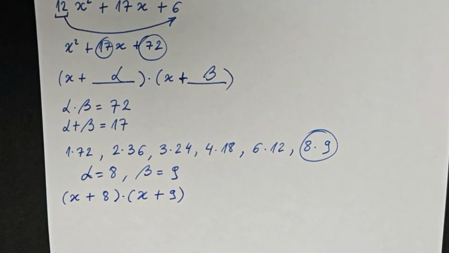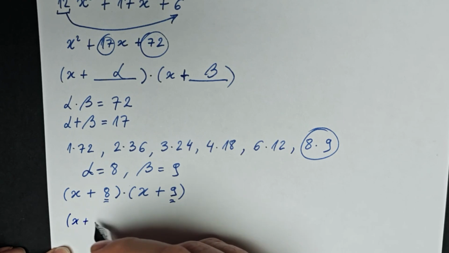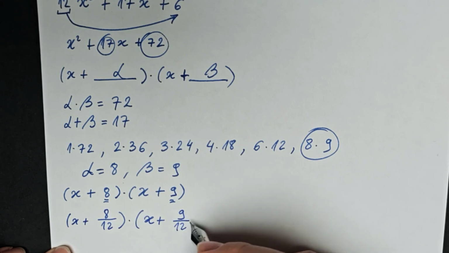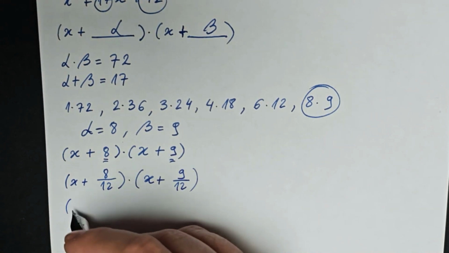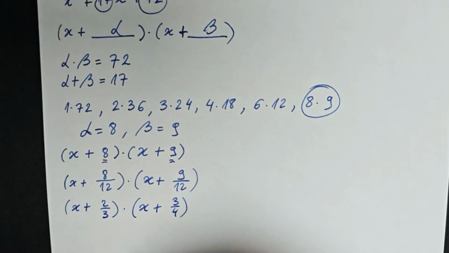The final step is to figure out what has happened with that number 12, which we have multiplied with. That number 12 went into our numbers 8 and 9. So now we have to divide by 12 to cancel out that effect, that multiplication which we have performed previously. So we have x plus 8 divided by 12 multiplied by x plus 9 divided by 12. By reducing the fraction, we get x plus 2 over 3 multiplied by x plus 3 over 4.